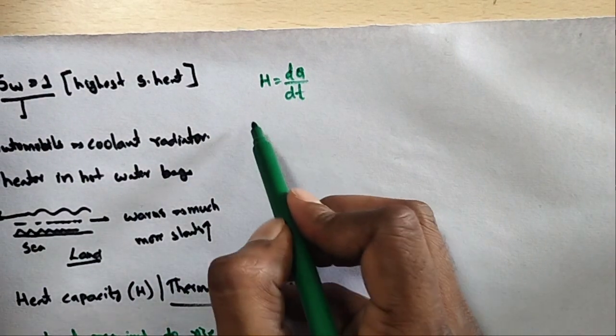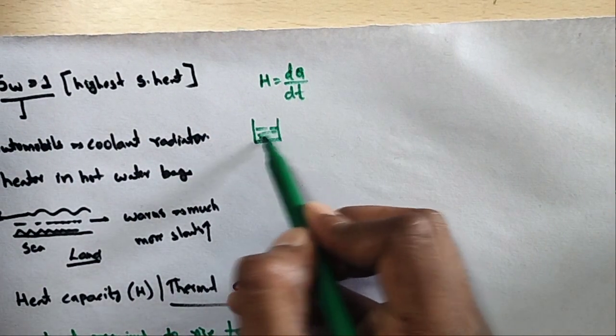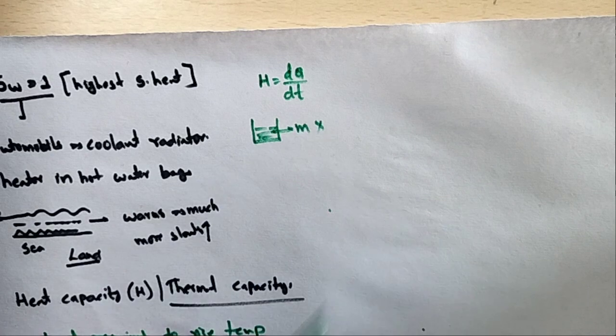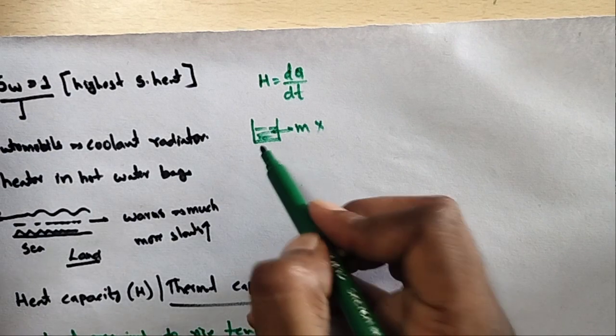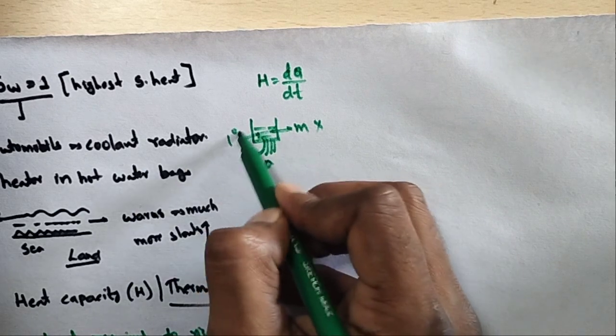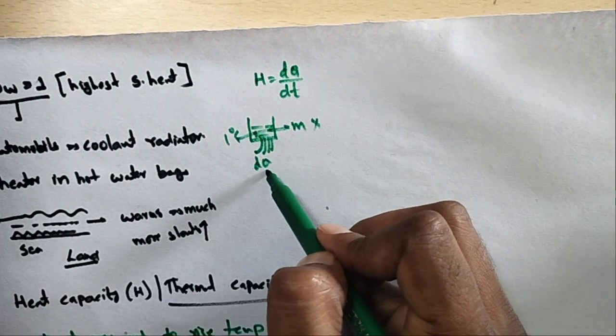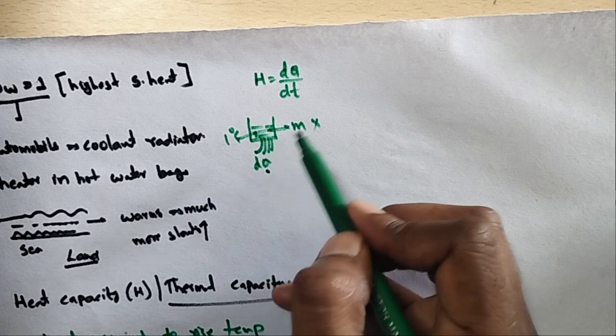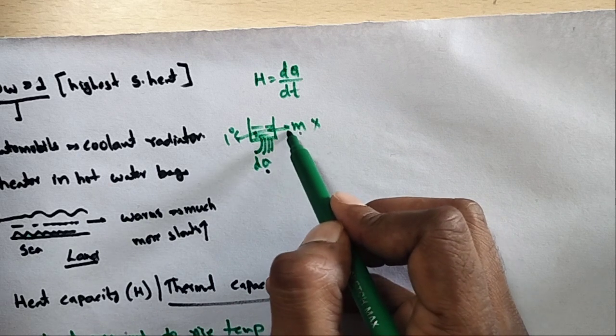Here I am taking one container, which has some mass; it is not a unit mass. If you give some amount of heat dq, the temperature increases by 1 degree C. So that heat is given to the system not per unit mass, but for the whole mass of the gas.